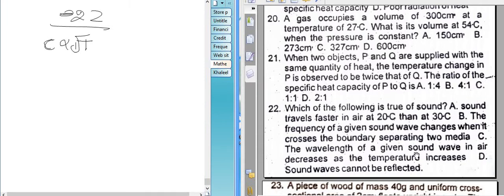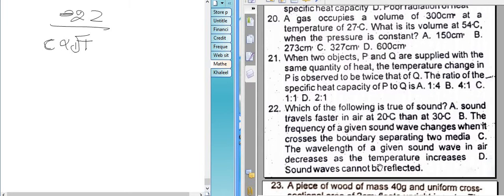Then C, the wavelength of a given sound in air decreases as the temperature increases, which is correct because wavelength changes with temperature. Of course, the wavelength decreases with temperature. The higher the temperature, the lower the wavelength. So therefore, option C is a correct answer.